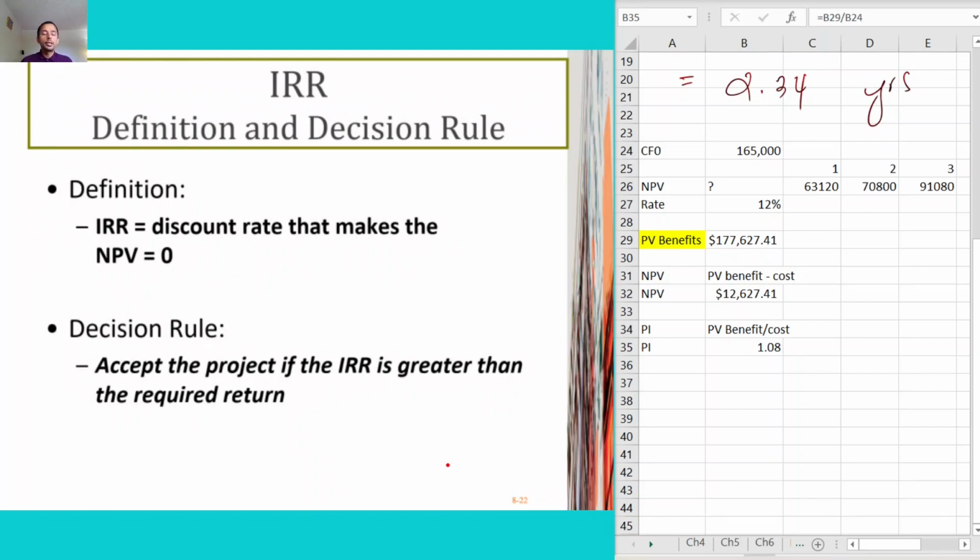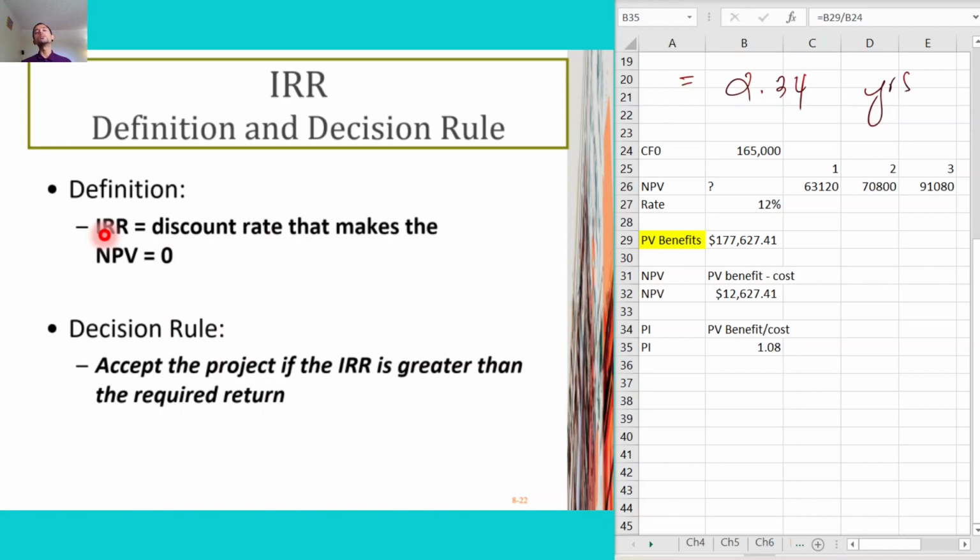The other criterion, the last one but definitely not the least, is called the internal rate of return, IRR. So what's the deal with IRR? IRR, like payback period, is also a break-even tool. IRR is the discount rate that makes the NPV exactly equal to 0. So what discount rate should you use so that the present value of your benefit exactly equals the cost? That discount rate is called the internal rate of return.